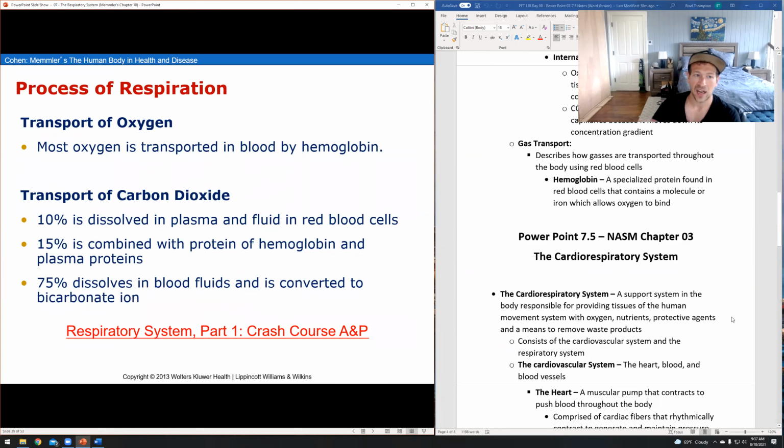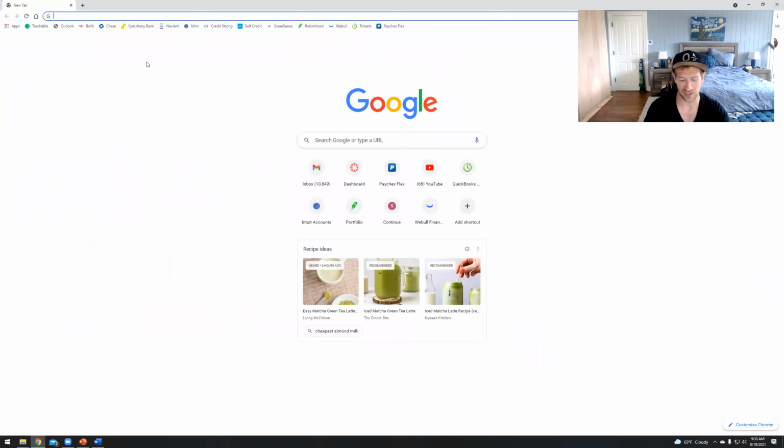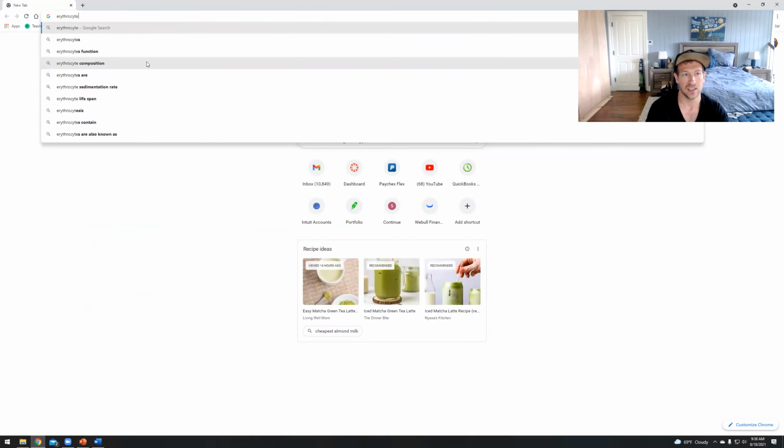Last little thing we're going to look at when it comes to transporting oxygen, like I said, your body does use iron to actually do this. That's actually why your blood cells are so good at carrying oxygen. There's actually a couple things going on here. If we look at a red blood cell, it's called an erythrocyte.